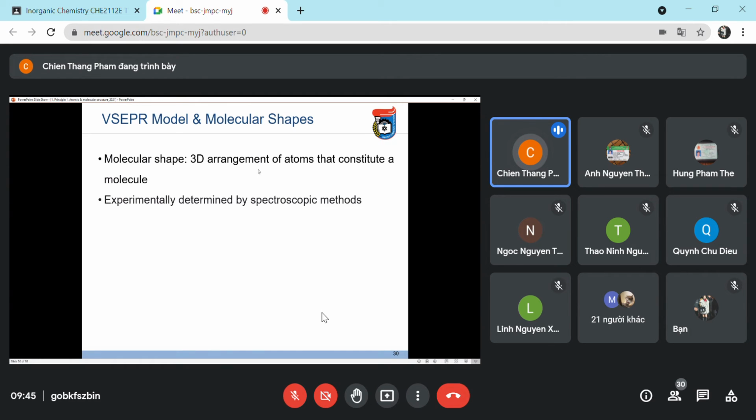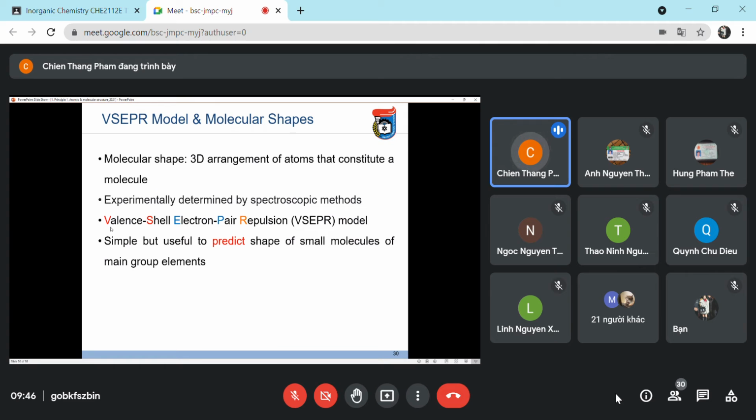And molecular shape can only be experimentally determined by spectroscopic methods. It means that we can determine the molecular shape only by experiment. We cannot determine it by logical thinking. So this one is from the experiment. However, for some small molecules and also the main group molecules, we can use special theories or models to predict the molecular shape.